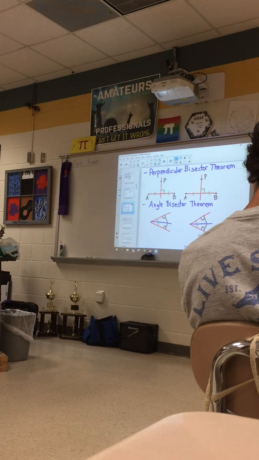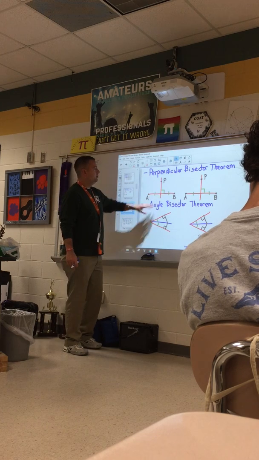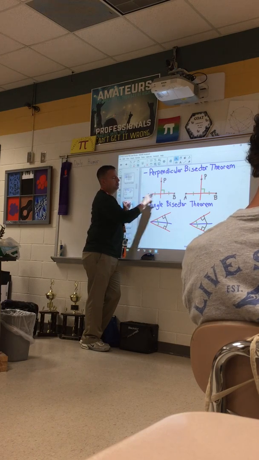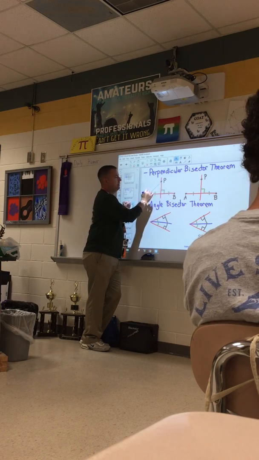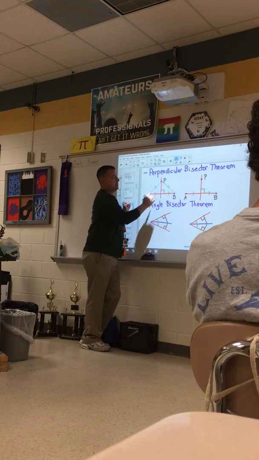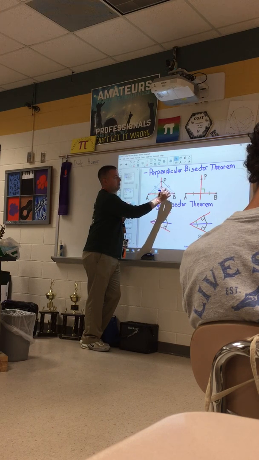Okay. Perpendicular and angle bisector theorem. The perpendicular bisector theorem says that if I have a perpendicular bisector, then any point on this perpendicular bisector is equidistant from these two points of this line. So if I draw a line here and draw a line here, those will be the same length. I will always be creating an isosceles triangle. If I pick this line, that distance and that distance are all the same.